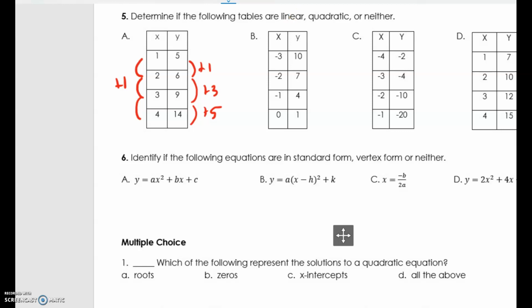And the way that you check to see if it's quadratic is you look at the second difference. So since it's squared, it's the second difference. And what's the difference of 1 and 3? That's a difference of 2. And from 3 to 5, that's a difference of 2. Since the second difference is consistent with it being 2, it doesn't have to be 2, it just has to be consistent, then this one is actually quadratic.